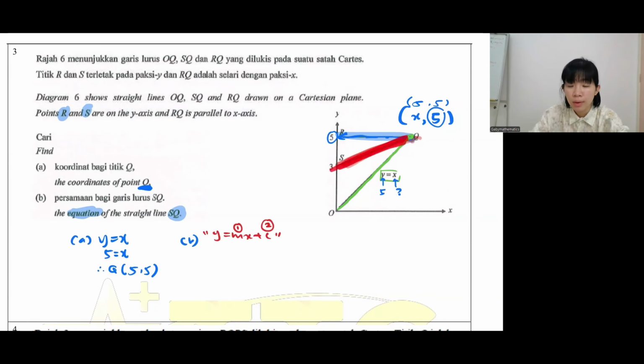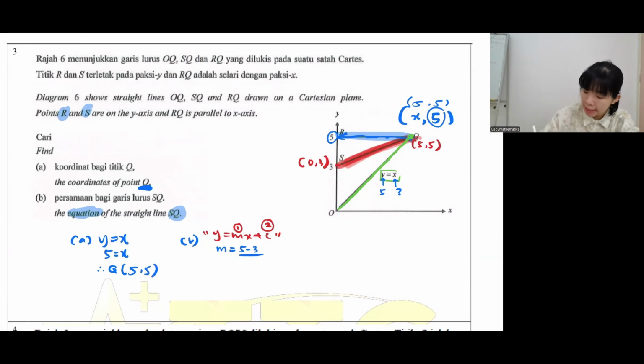For SQ, we already have Q (5, 5), and we have S, isn't it? S is (0, 3). Okay, go find the gradient m. Y2 minus Y1, 5 minus 3, over X2 minus X1, 5 minus 0. Okay, m equals 2 over 5. M, got it.